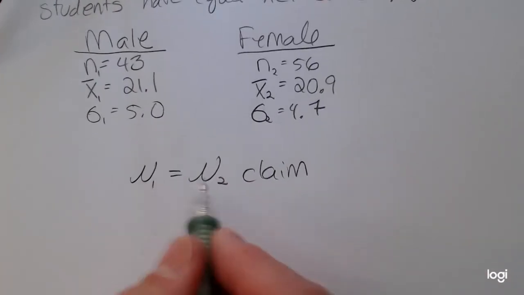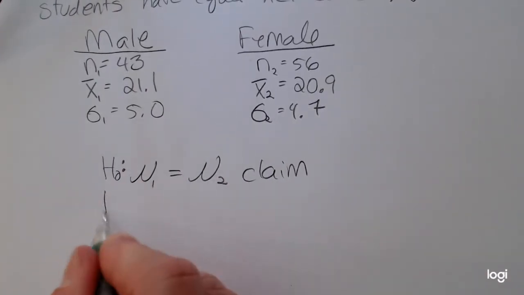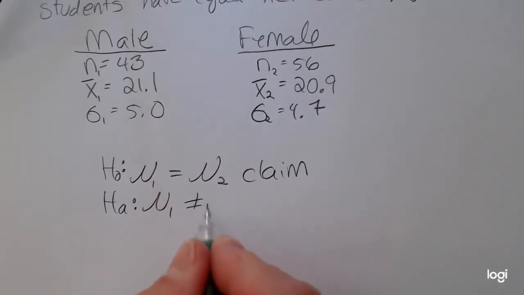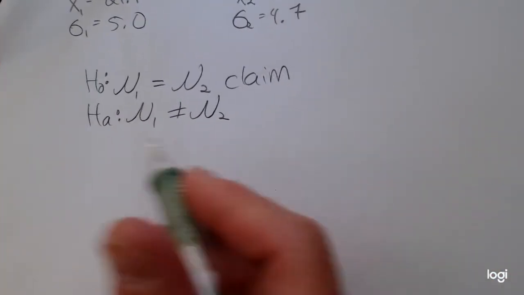Because this contains the case of equality, this is the null. That makes the alternative mu1 not equal to mu2. So this will be a two-tailed test.